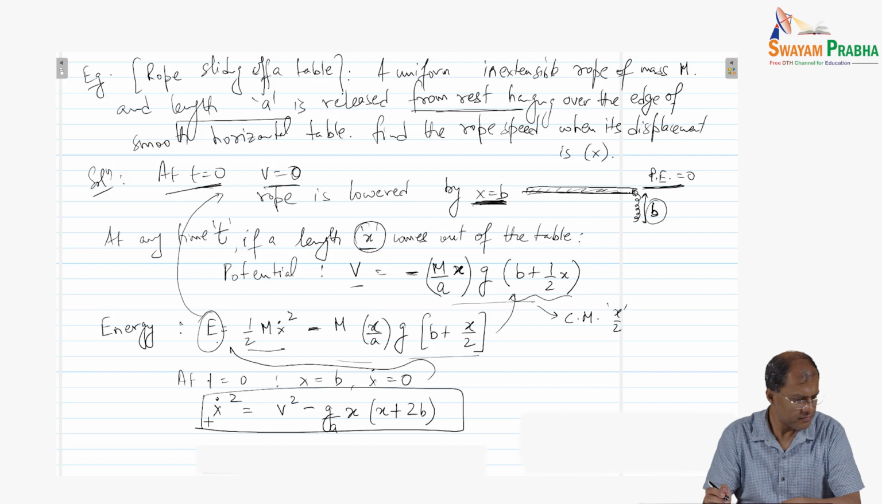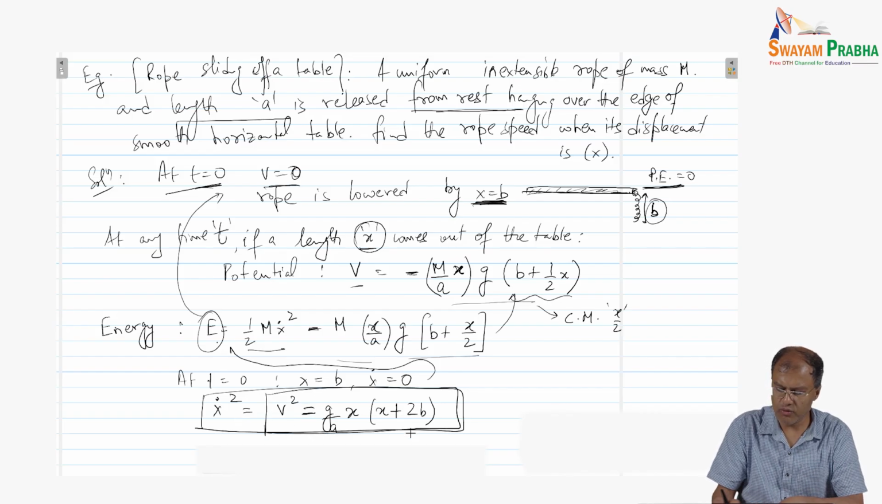Okay, so that is what we have. So x dot is v, so v square is equal to g. So this is the relation here. So v square is given by this quantity.